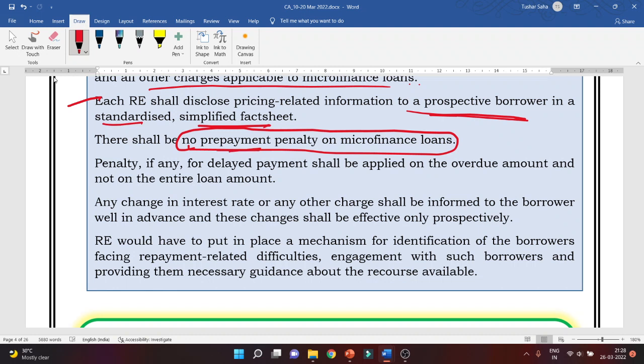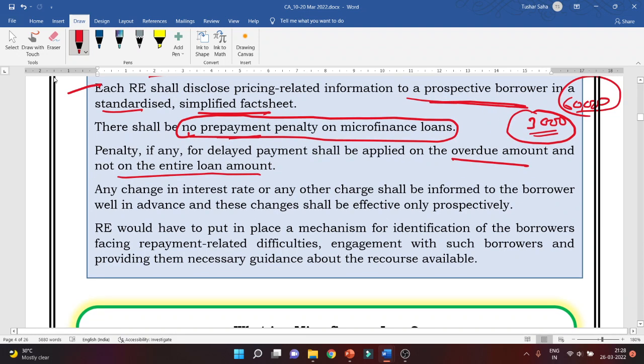Okay, this is as per the RBI guideline. Penalty, if any, for delayed payment shall be applied on the overdue amount and not the entire loan amount. Let's say I have a 3,000 EMI and I have an outstanding of, let's say, 60,000. So whatever penalty for any delayed payment would be charged on the delayed amount, the 3,000, not the overall amount.